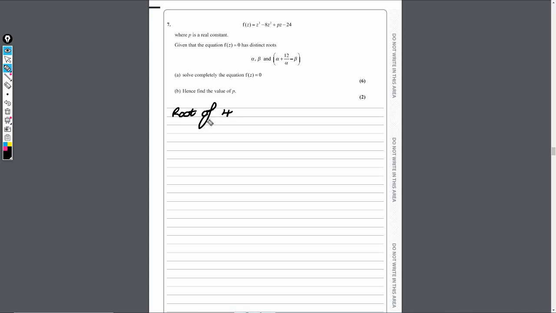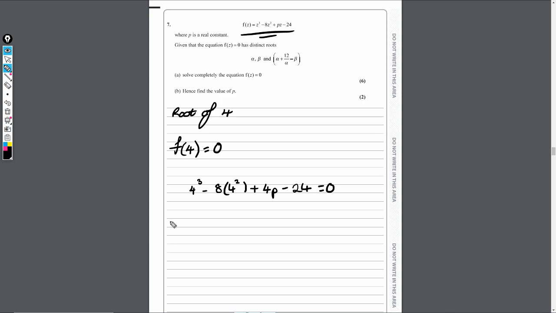Well, if we know that a root is equal to 4, using the factor theorem now, what that is, is the fact that f of 4 will be equal to 0. Substitute 4 into this cubic polynomial here, set it equal to 0, we can obtain a value for p, nice and easy. So, doing that now, that's going to be 4 cubed minus 8 lots of 4 squared plus p lots of z, where z is 4, so 4p minus 24, this is equal to 0.